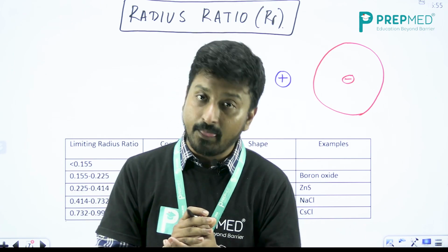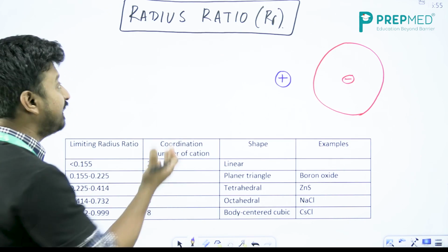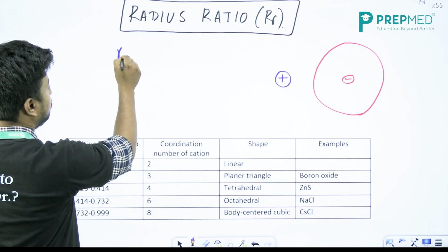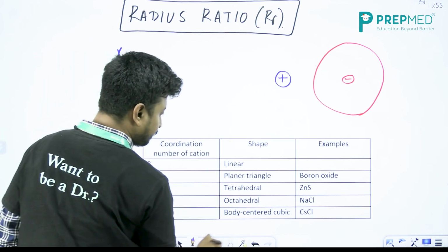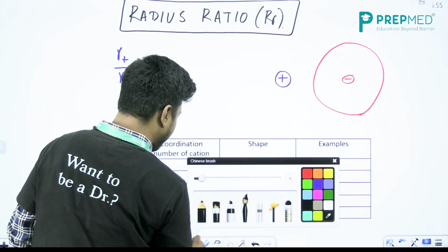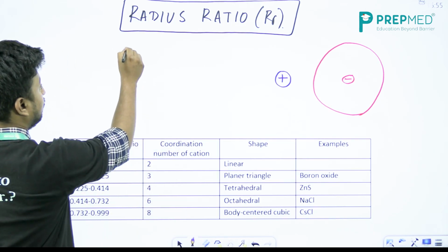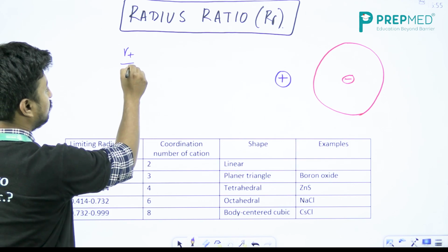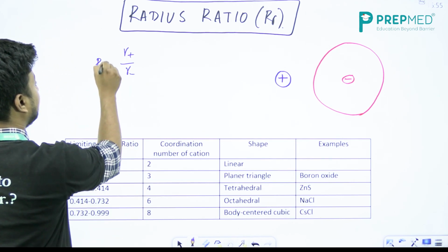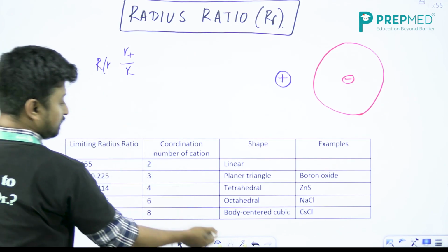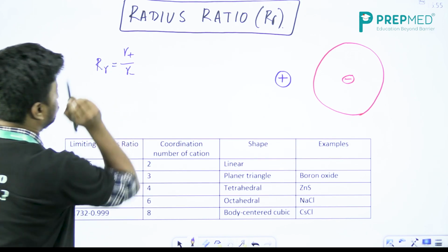Okay, now see, by definition you can say that it is nothing but the ratio of the radius of the cation to the radius of the anion. It is defined by capital R with a small r as suffix.